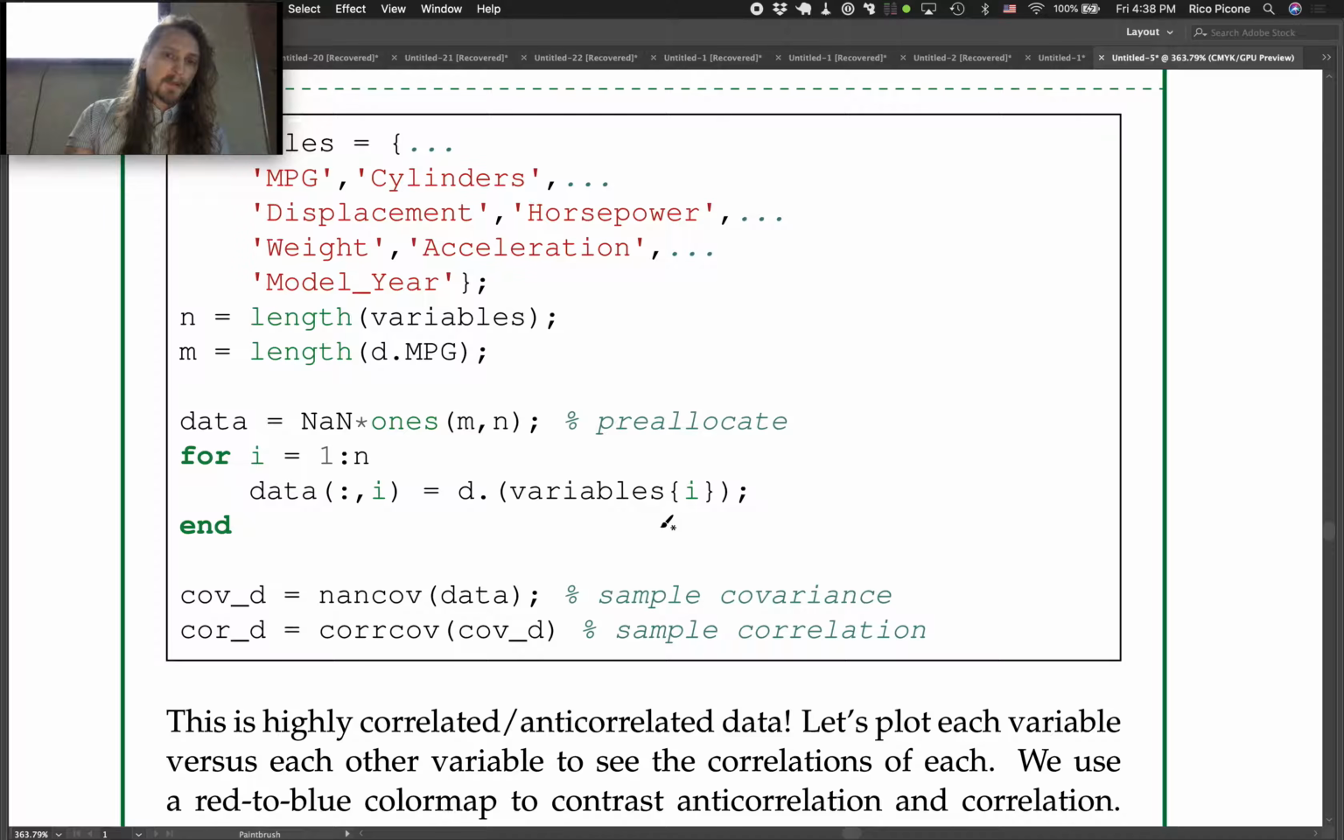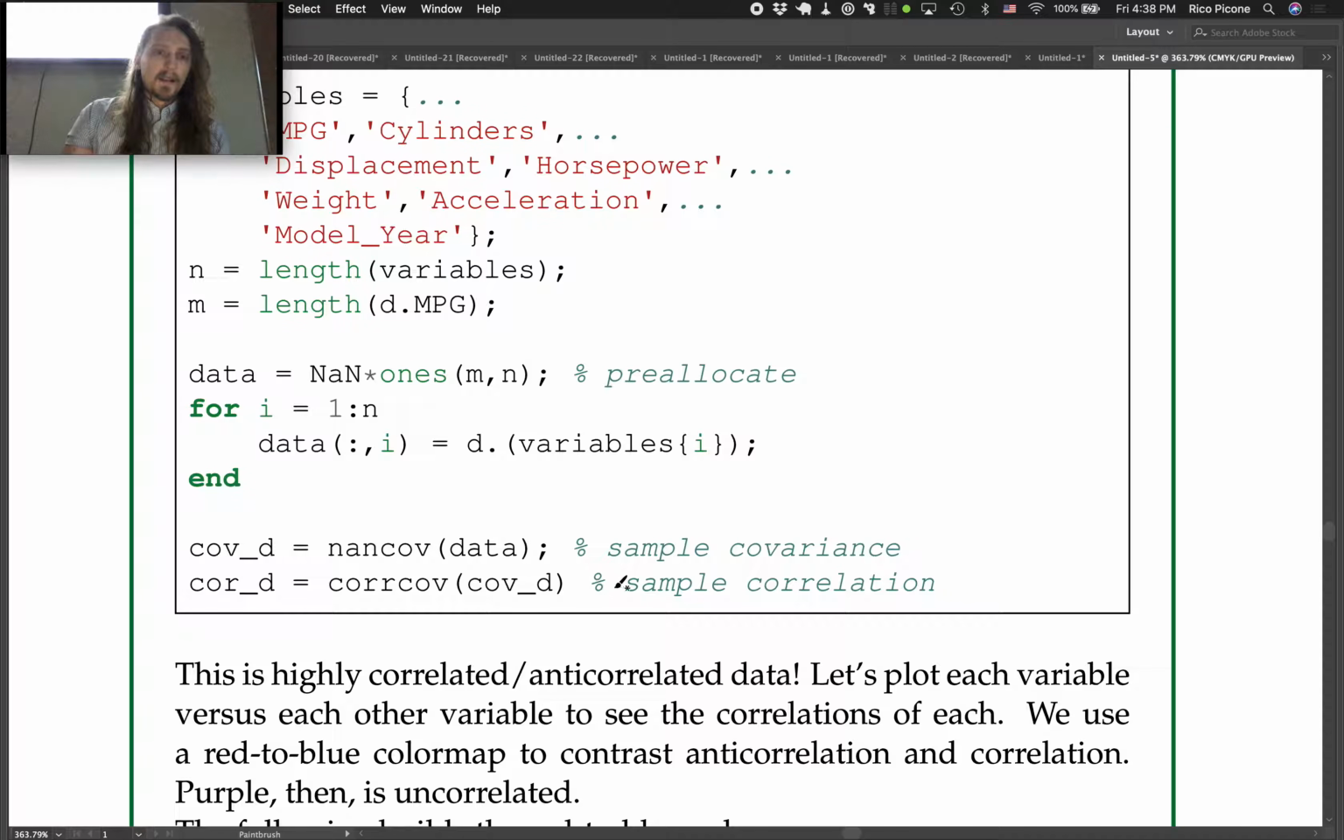We're just going to populate it with the variables, and then we can compute the sample covariance matrix using nancov. We're using NaN because we want to continue to compute the covariance even when there are some not a numbers in the data. This is convenient because if we have an incomplete data set, which is very frequent, there will be some not a numbers that show up.